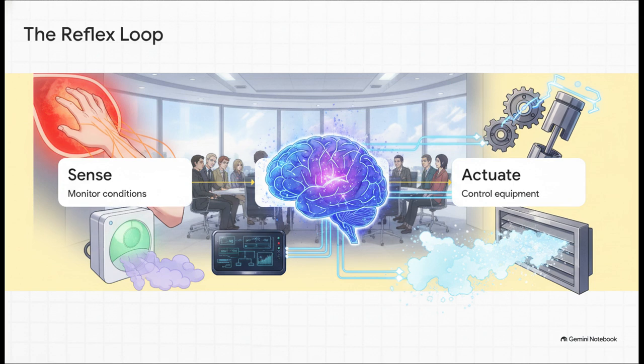A sensor notices, say, the carbon dioxide levels in a packed conference room are getting way too high. The local controller processes that, sees it's over the limit, and fires an electrical command to actuate or open up a fresh air damper to let the building breathe. Sense, process, actuate. Beautiful, right?